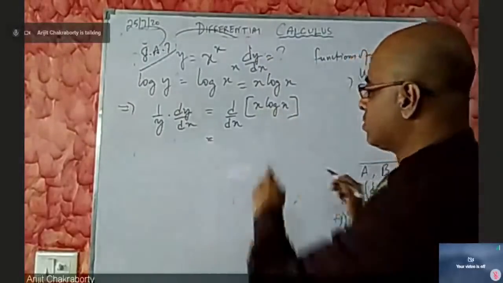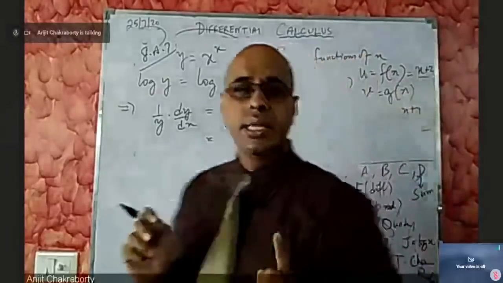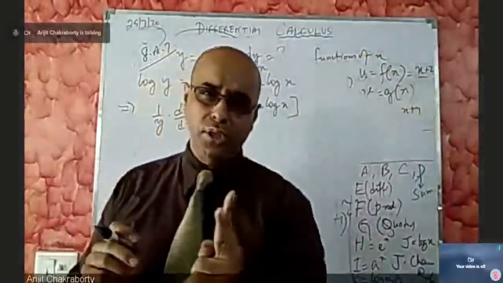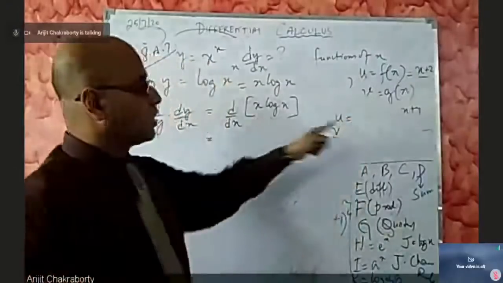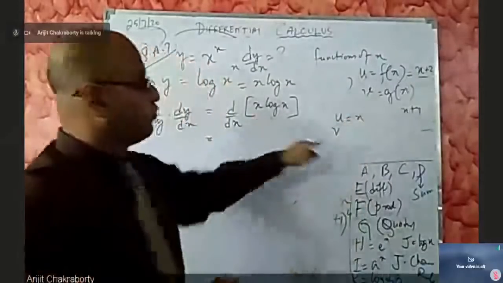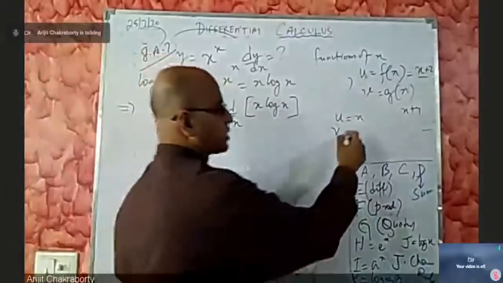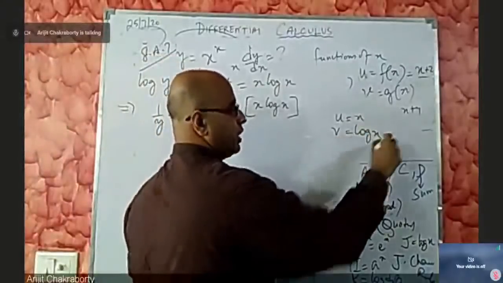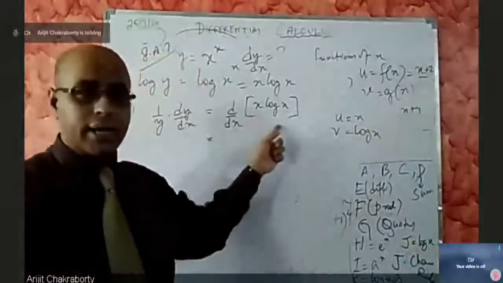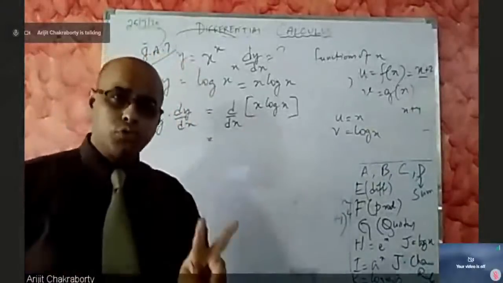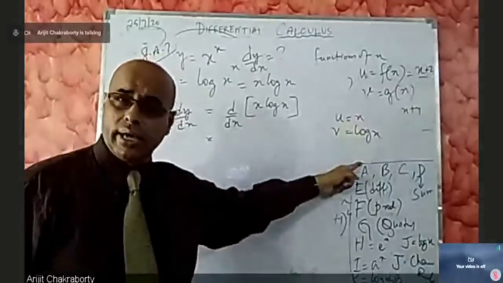So this is equal to x log x, which is a product. There are two functions, the first function u and the second function v. The first function u is x here, and the second function v is log x. So we are applying the product rule because we are dealing with x log x. It's a product of two functions, x and log x.